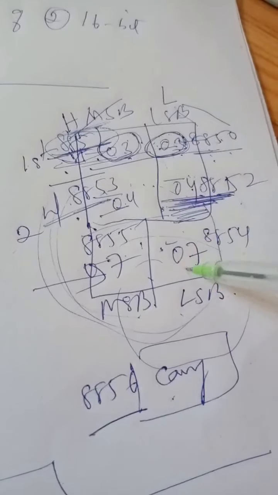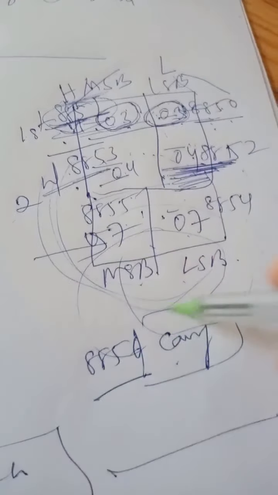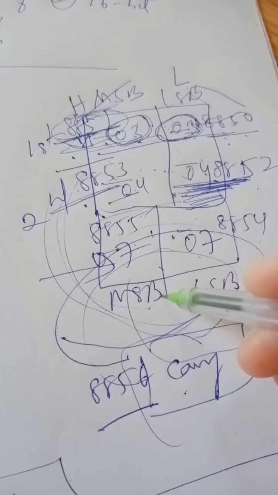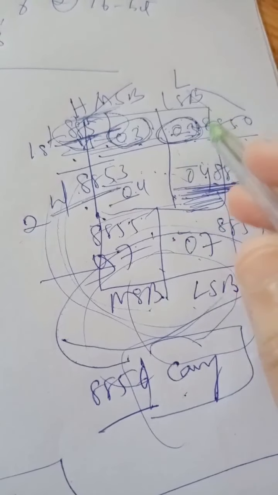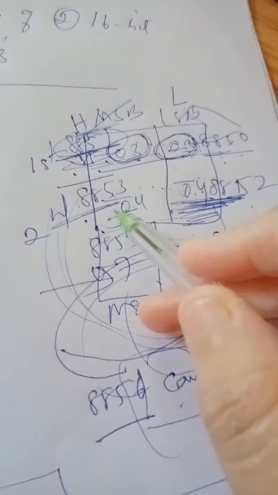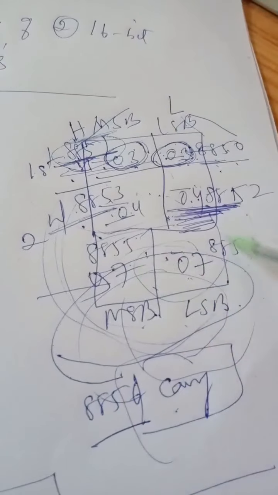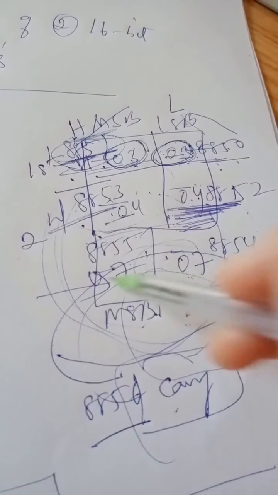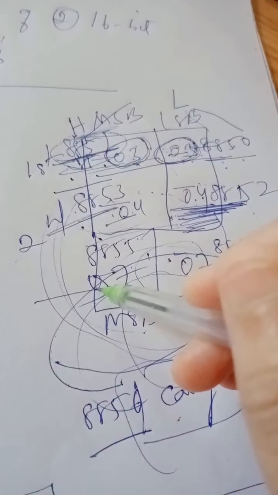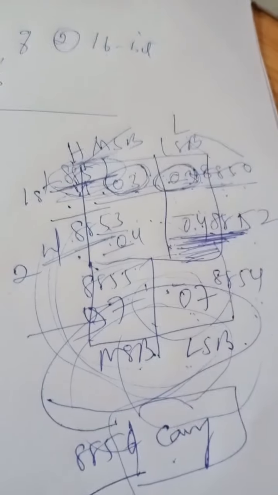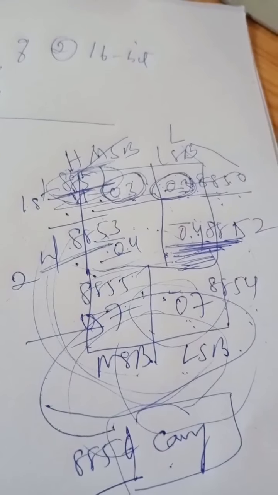You have to add the data and store the result in the memory location itself. Which memory locations are we using? 8850, 8851, 8852, 8853, because we are adding two 16-bit numbers. Then we have the LSB and MSB result at 8854 and 8855. These are also in memory, because the data we are giving is in memory.